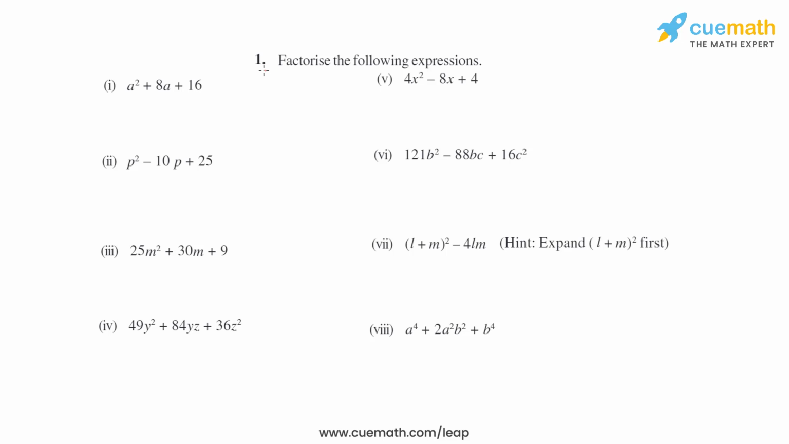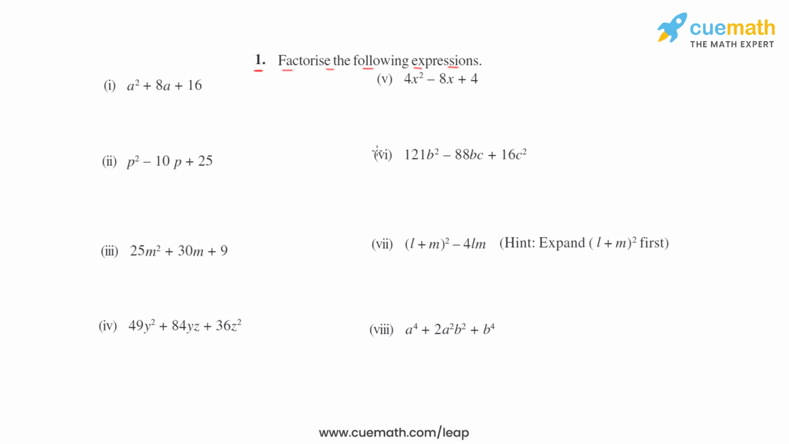In the first question of this exercise, it says factorize the following expressions. We have to factorize all these expressions. There are three terms you can see and there is no common factor. So we have to factorize it even when there is no common factor.